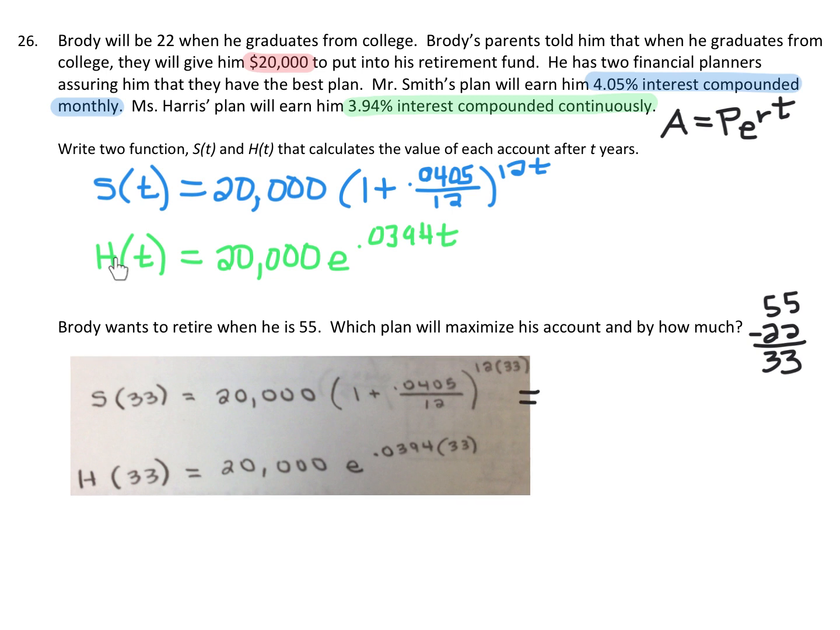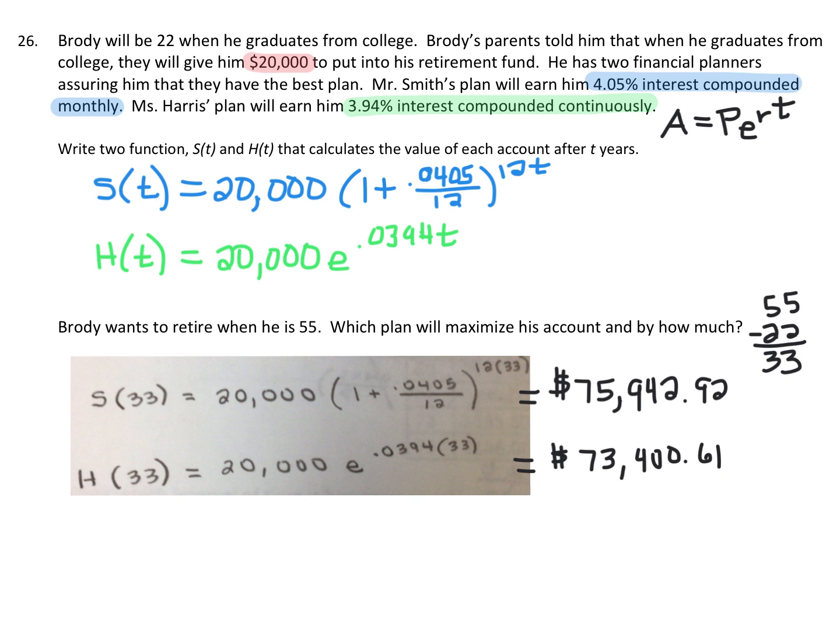And then I did the same thing with Harris's plan. I replaced both T's with 33s. Okay, so now we're going to plug these in our calculator and keep in mind it's money. So with money, you want to round to the nearest cent. All right, so this is what we get in each of the accounts.